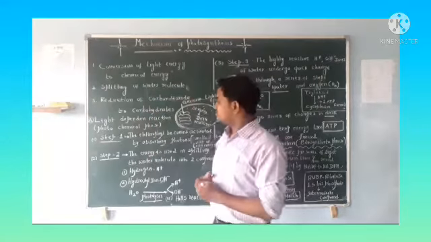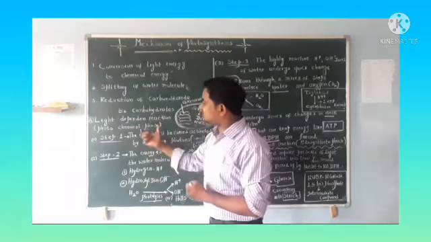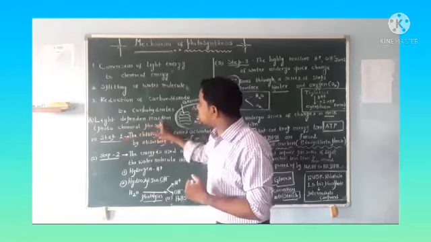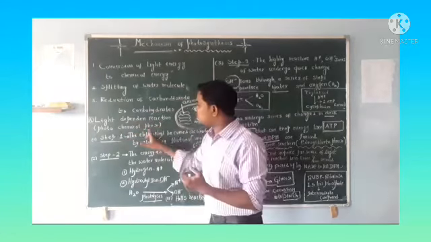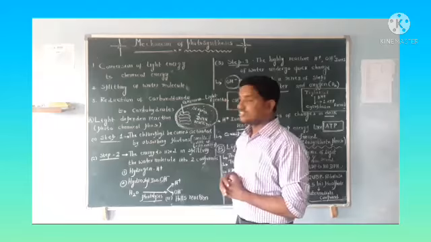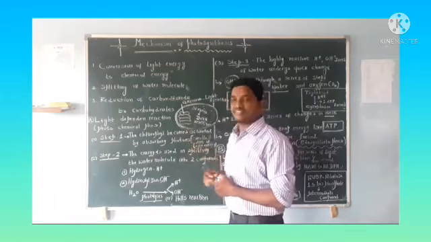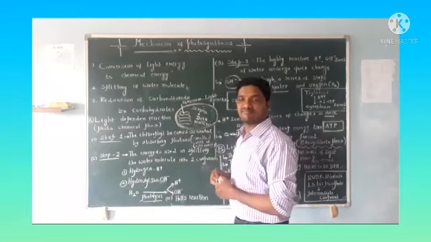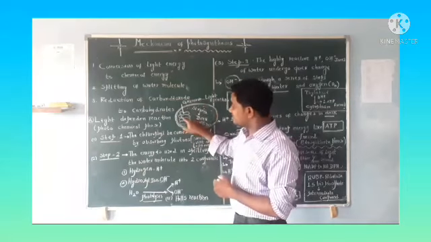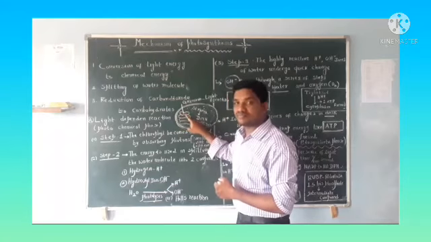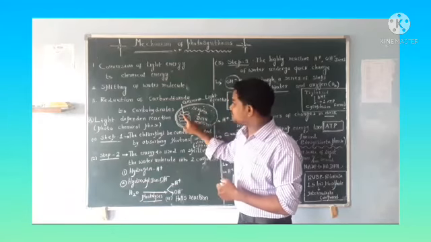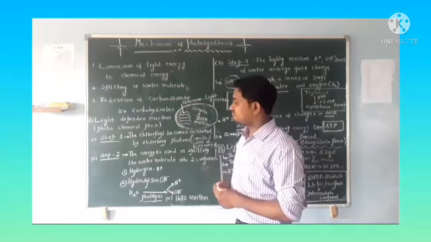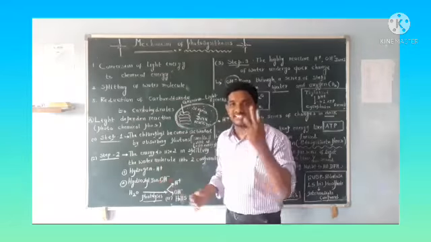Here, we are going to learn about the first sequential event. That is the first reaction, called the light dependent reaction or photochemical phase. This reaction occurs in the granum of the chloroplast. This is the granum. This reaction takes place inside the thylakoid membrane, which is present in the granum of the chloroplast. It occurs in three steps.